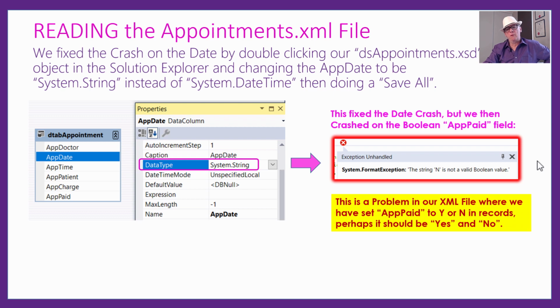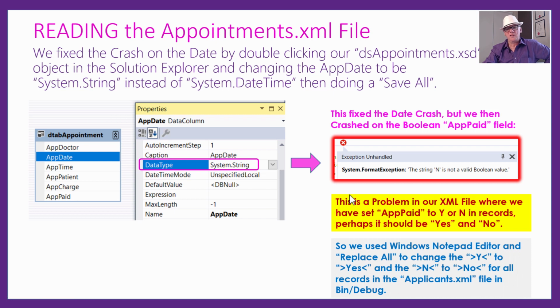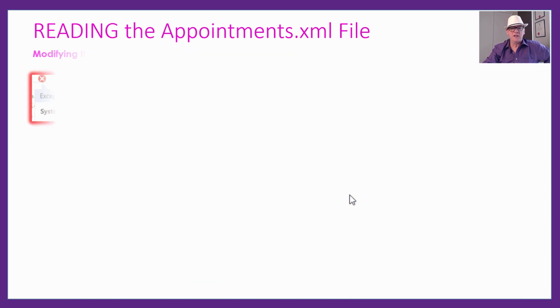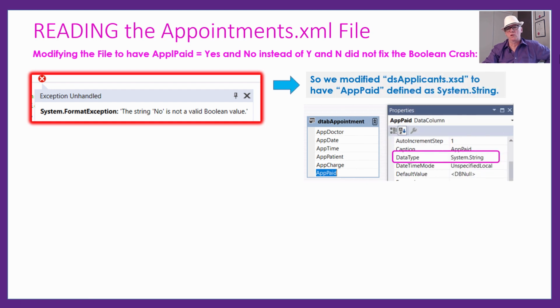So we think, okay, well, there must be a problem in that XML file because it doesn't like y's or n's. So let's just try and make it yes and no. So we'll go in and edit our file and change everything to yes and no instead of y or n. So we got Windows Notepad out, did that editing and stuff, run it again, and it doesn't like that either. The string no is not a valid Boolean value. I wonder what the valid Boolean values are. So maybe we should do some Googling to find out.